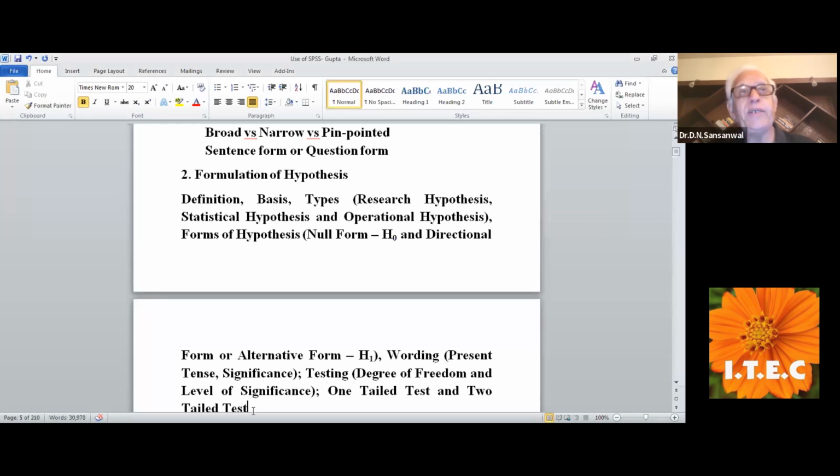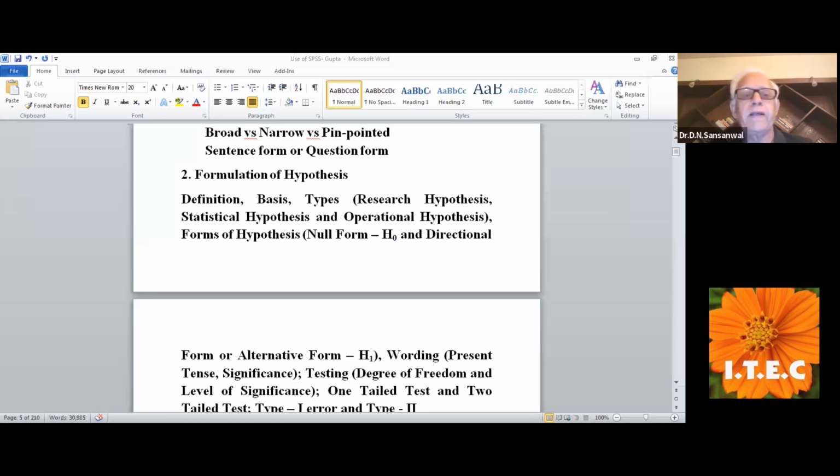So one tail and two tail test. And finally, you should know the type 1 error and type 2 error. This much you should understand as far as the hypothesis is concerned.